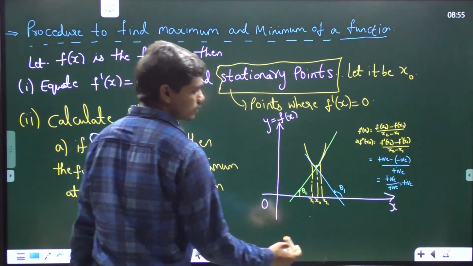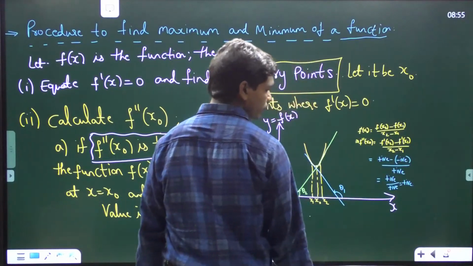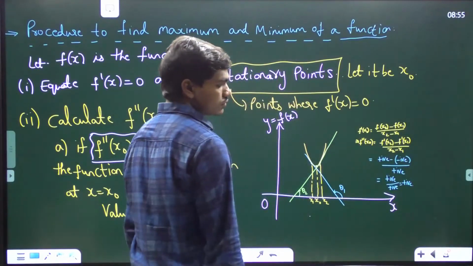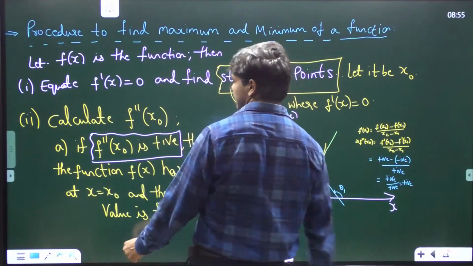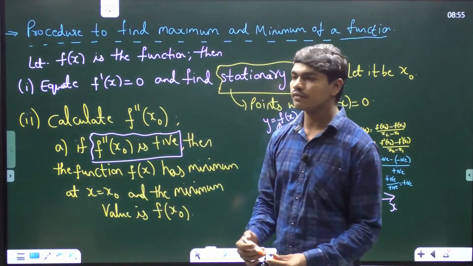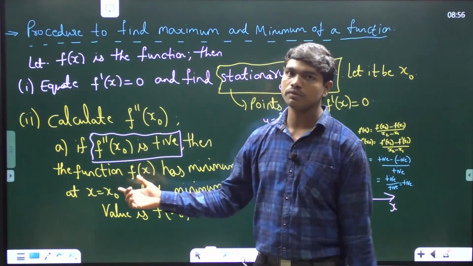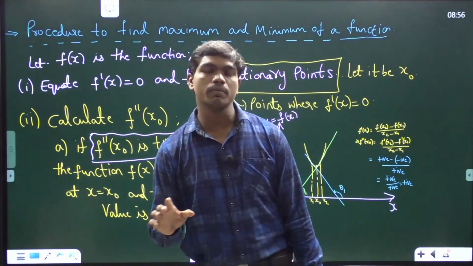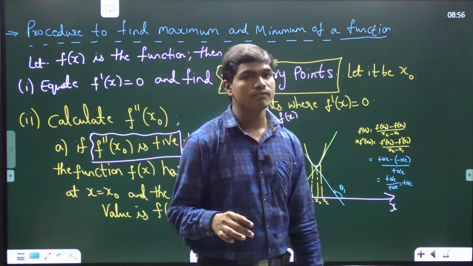Okay, so see here. Let us go for the second case. This is the first case that we dealt with, when f double dash of x naught is positive. Similarly, we'll see what the case is when f double dash of x naught is negative. Yeah, we have time for that.